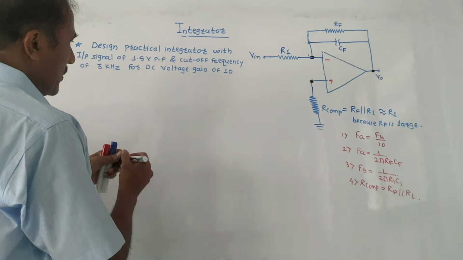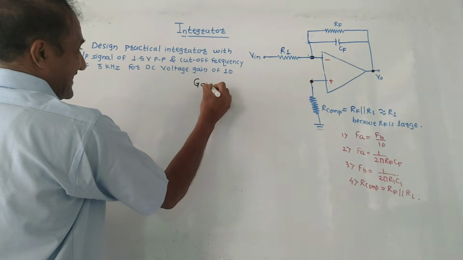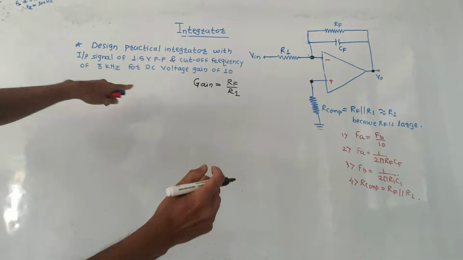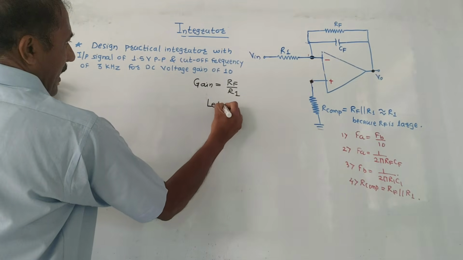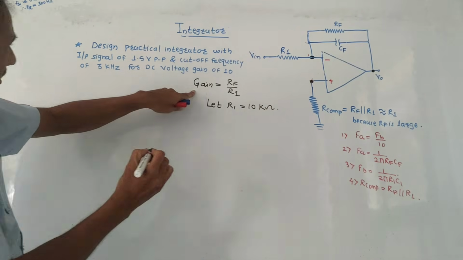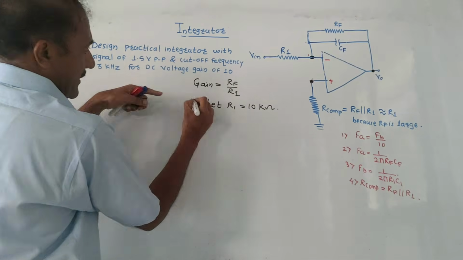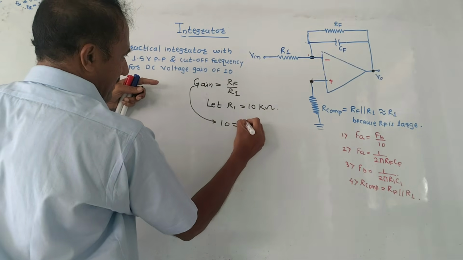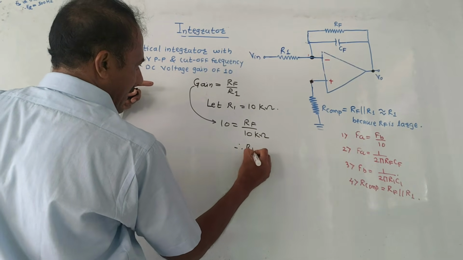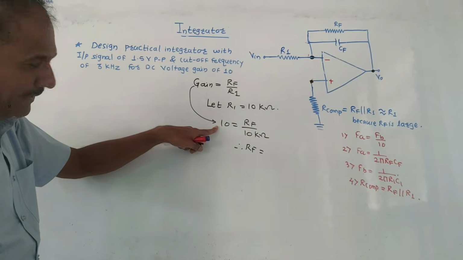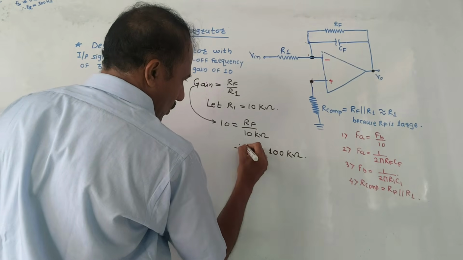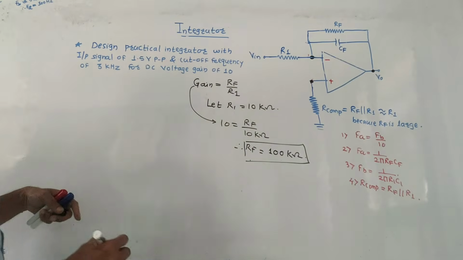First calculation, we know that the DC gain is given as RF upon R1. We need to assume suitable values. So let us assume R1 is equal to 10 kilo ohm. Gain is given in the question, gain is 10. Therefore I can write this equation as 10 is equal to RF upon 10 kilo ohm. Therefore RF is equal to 10 into 10, 100 kilo ohm. So RF is equal to 100 kilo ohm. This is the answer of RF.